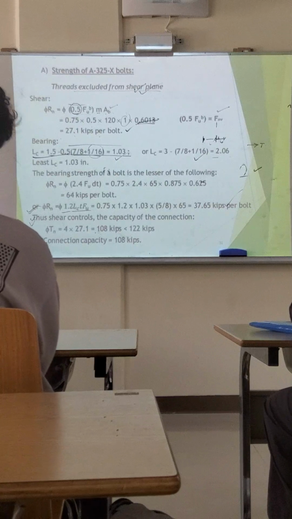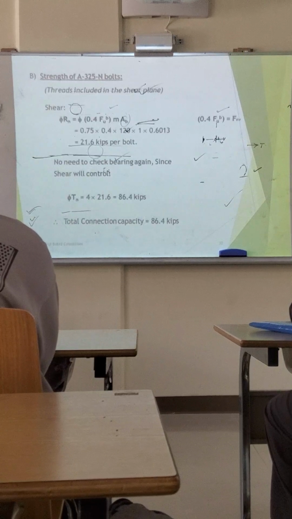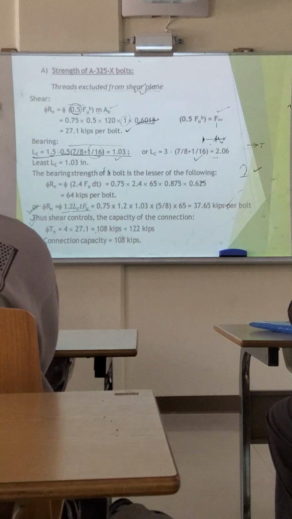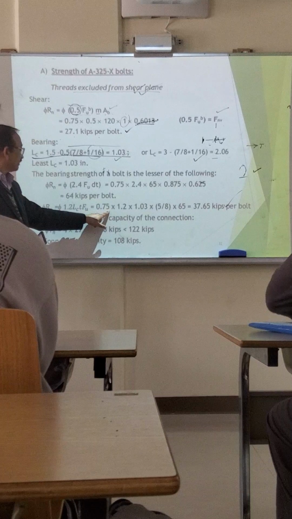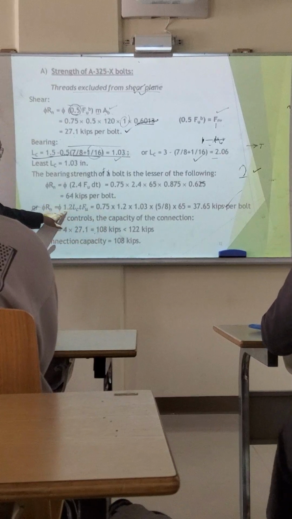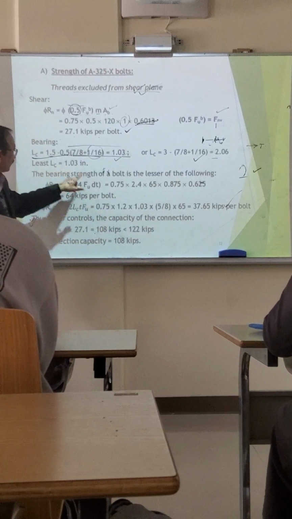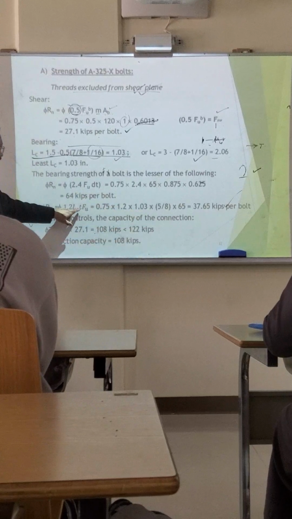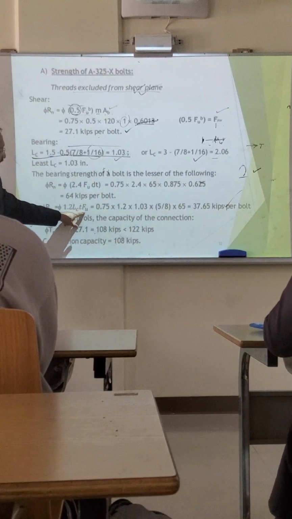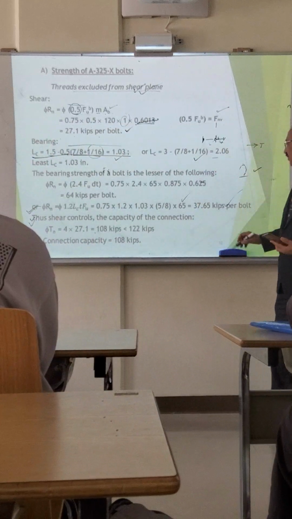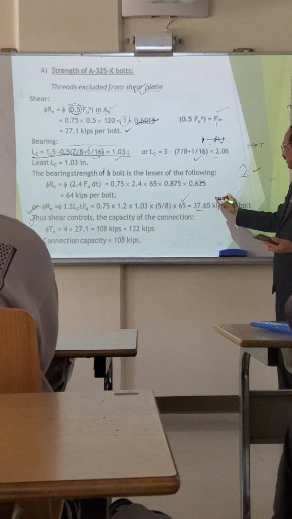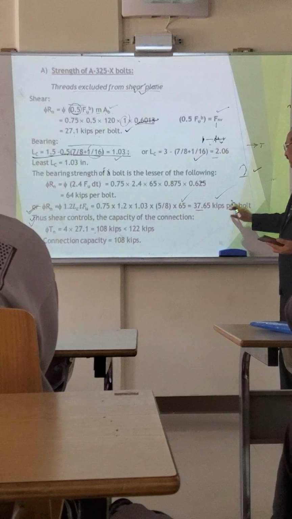Okay? And there is one for a different case. Yes. So here we take this value and calculate based on that: 1.2 times Lc t Fu, 0.75 is this value of 1.2, and then Lc value you will take from here, and t is the thickness of the plate, and Fu, this is Fu. So we substitute all these values, we get 37.65. This is the bearing strength of one bolt.